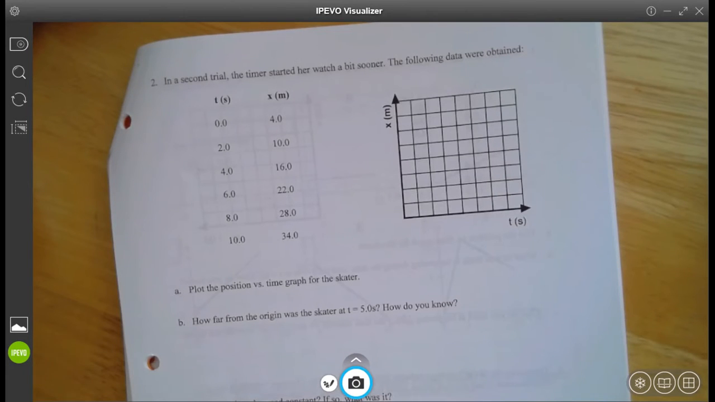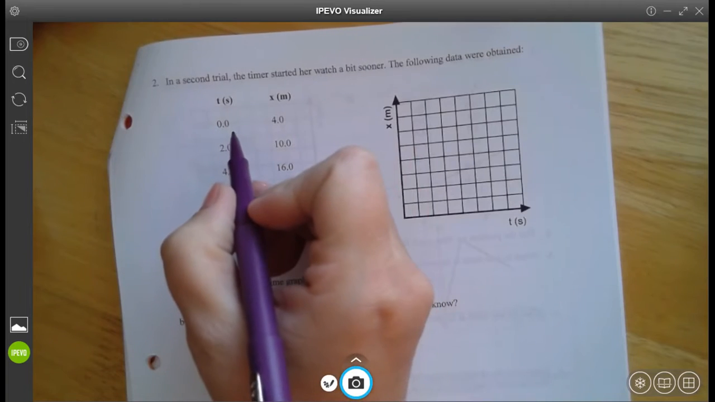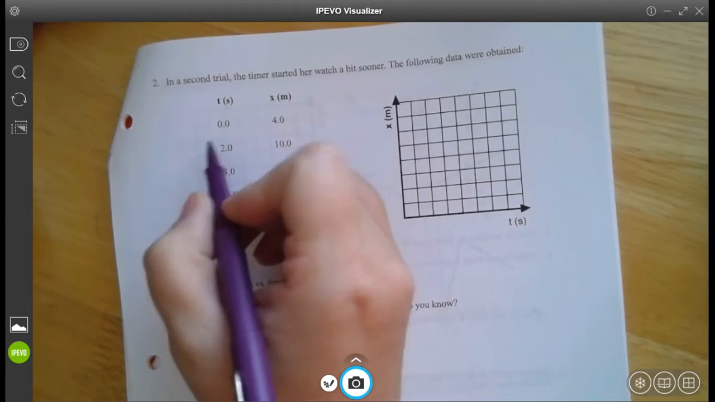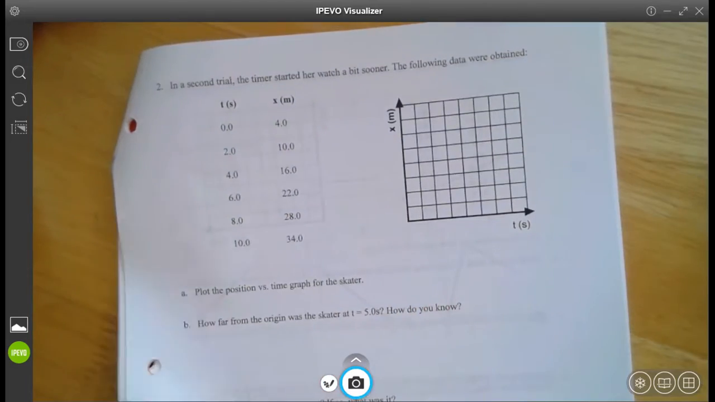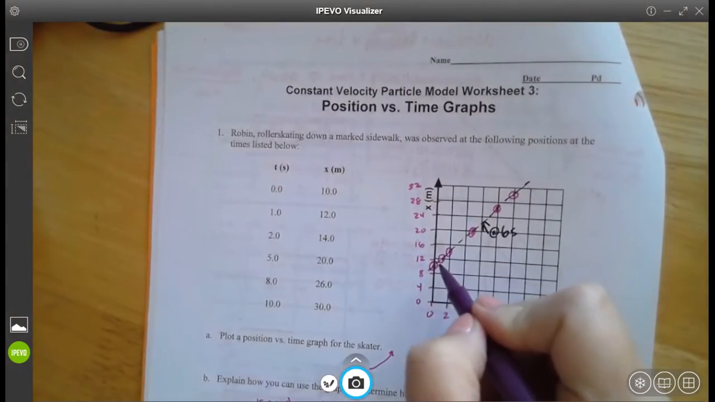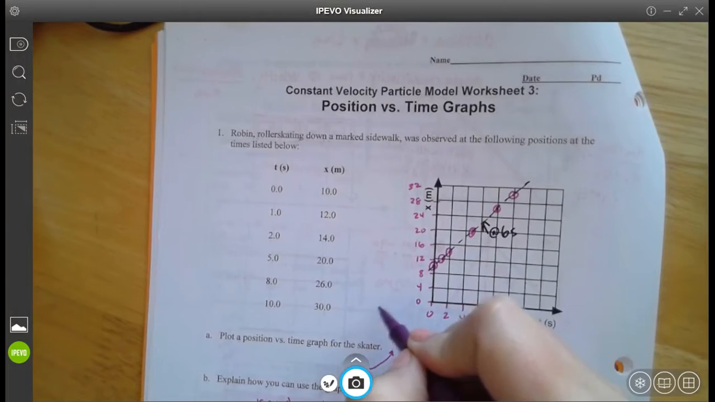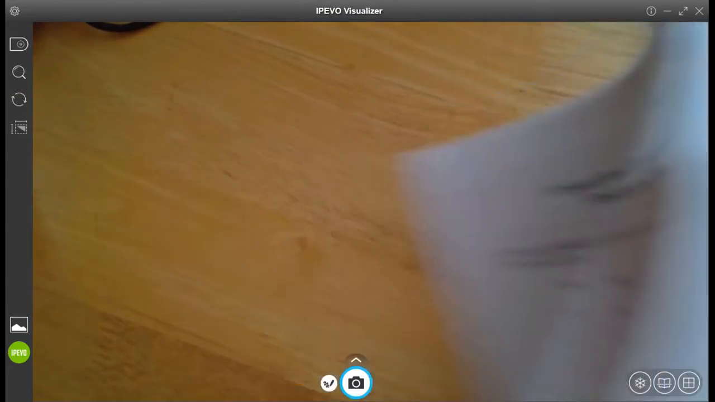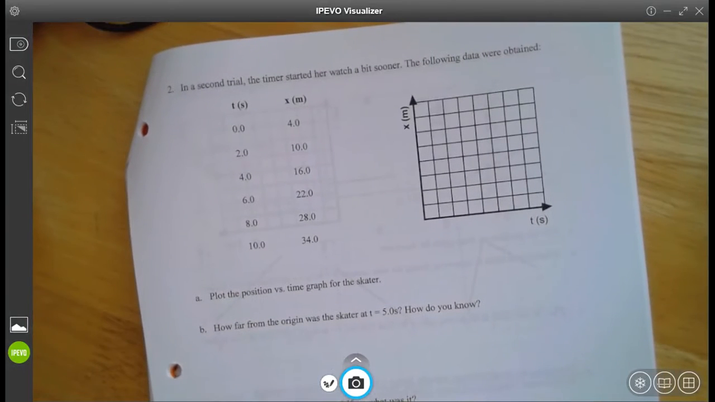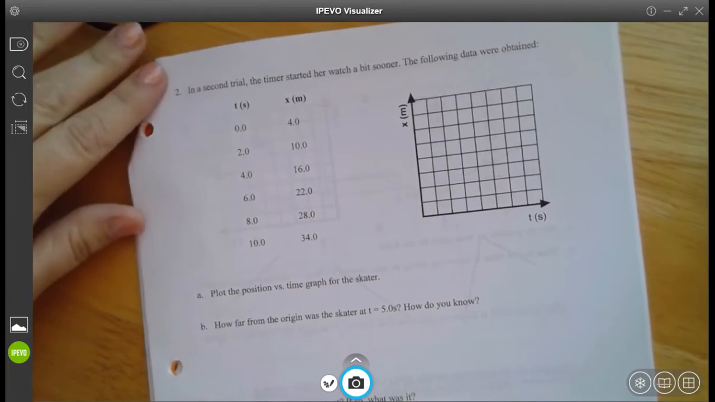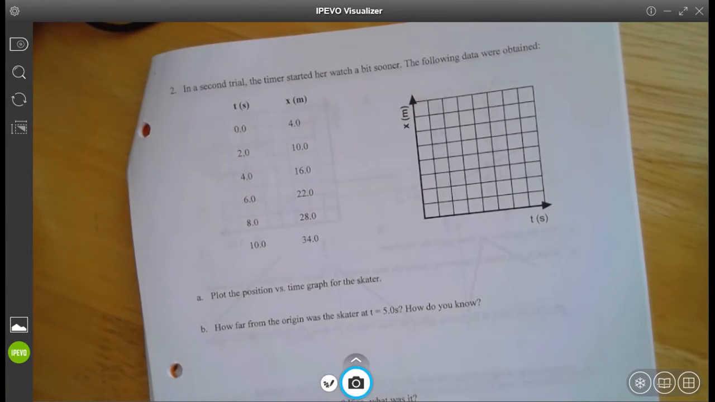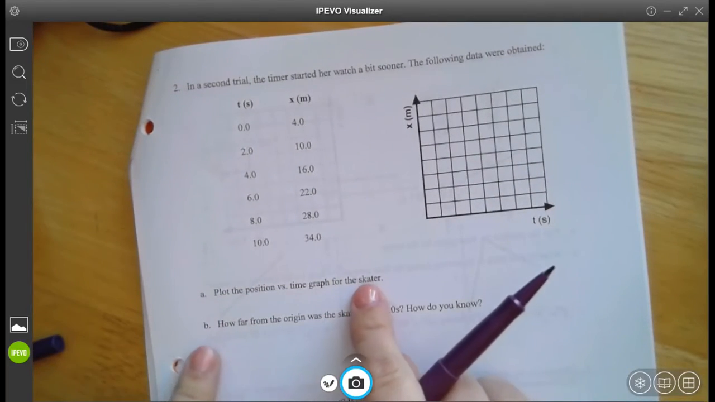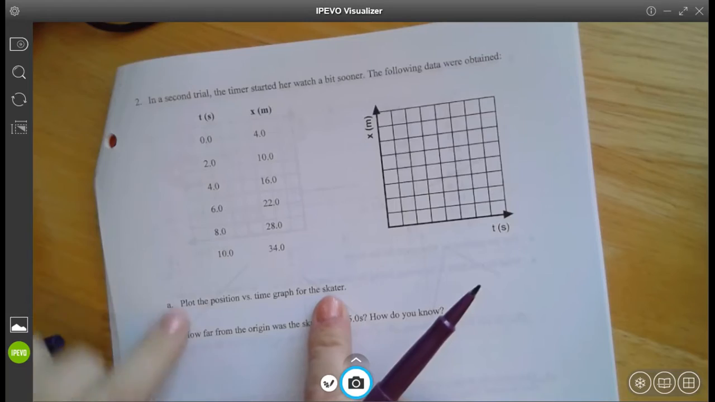So if that happened, here we've got a situation where the position of the skater is a little bit closer because they started sooner, which implies that the motion of the skater actually started earlier than was measured in problem number 1. So in the second trial, the timer started their watch a little bit sooner and got the data that's represented in the table. First question says, pull out the position versus time graph for the skater.